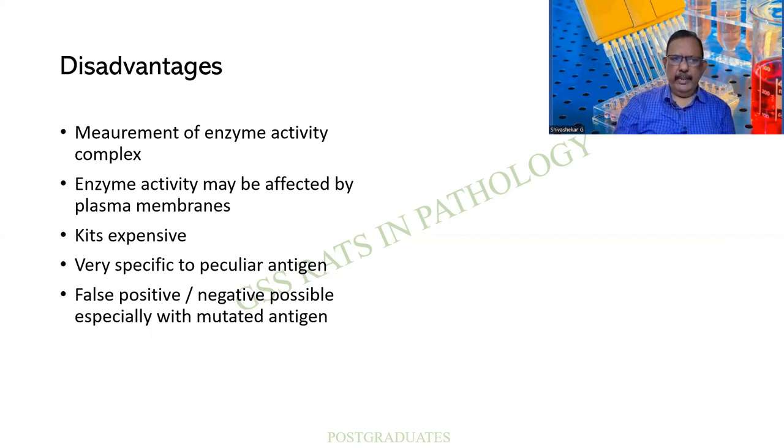Human error is minimized. There is a flexible usage and it is easy to perform. The disadvantages can be that it is a measurement of an enzyme activity complex, not a tissue also. Enzyme activity can be affected by the plasma membranes. So that is somewhat different. Probably when there is some kind of lysis or rupture of the enzyme, there can be a change. The kits are quite expensive and very specific to a particular antigen. That is why the companies thrive on them. False positive, false negative is probable. And particularly when there is a mutation of the antigen, we can get a wrong result.